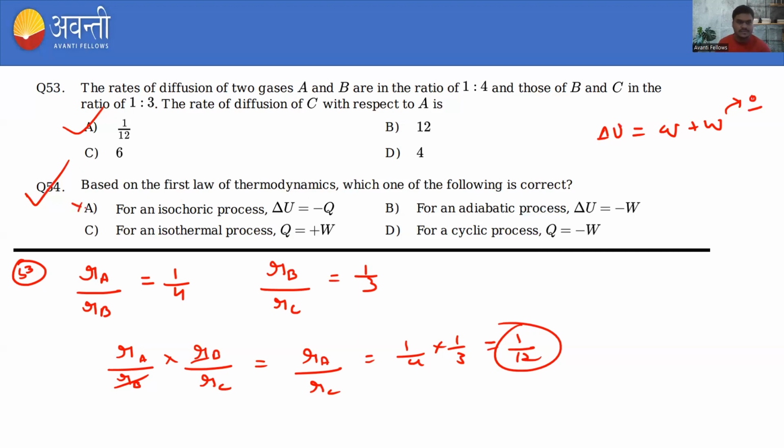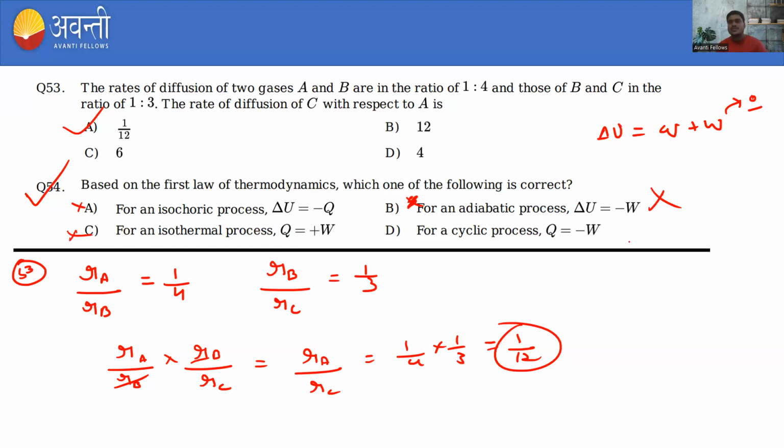So this is wrong. For an adiabatic process, delta U equal to minus Q is absolutely wrong. For the adiabatic process, Q is equal to 0, so delta U is equal to W. So this is also wrong. For an isothermal process, delta U is equal to 0, so Q is equal to minus W. So this is also wrong.